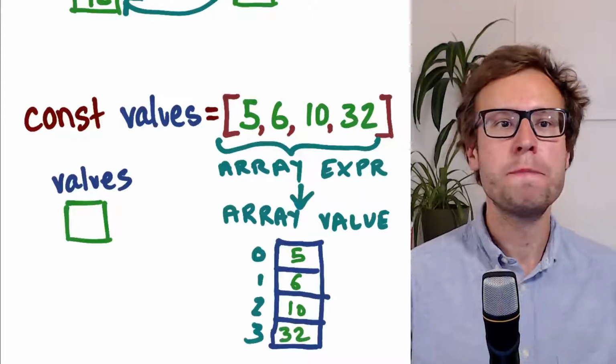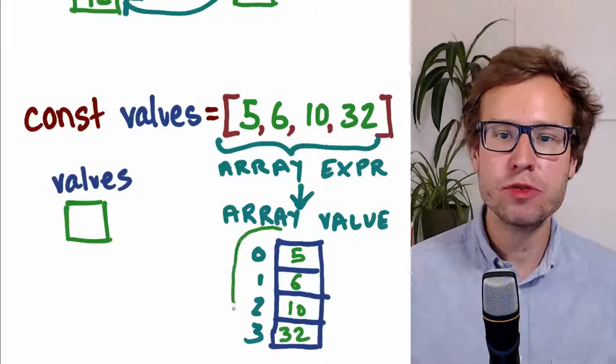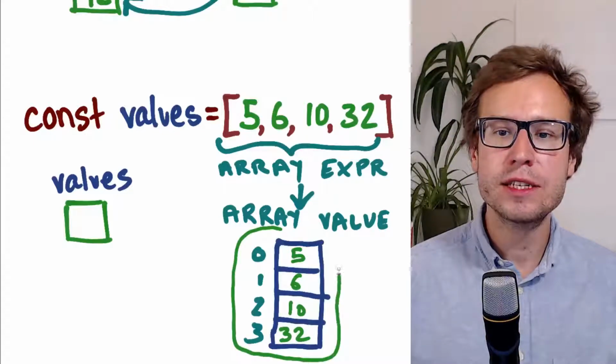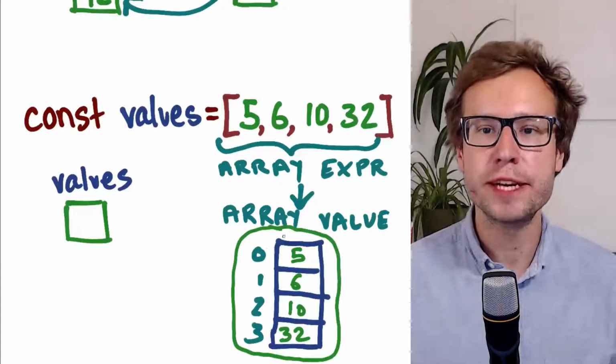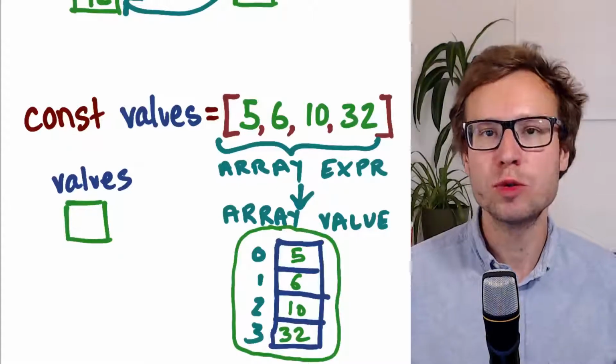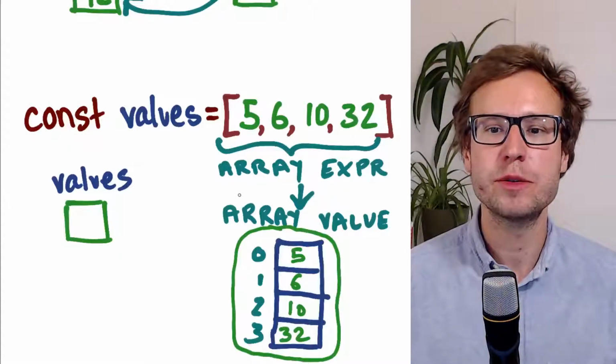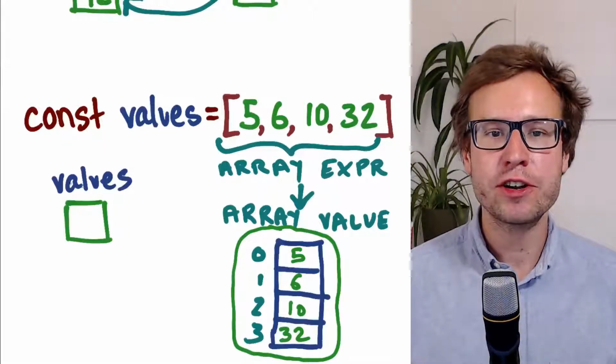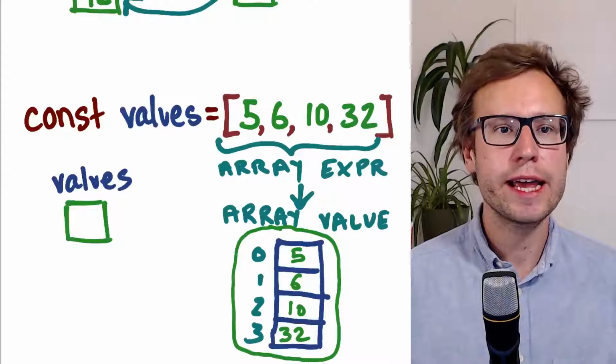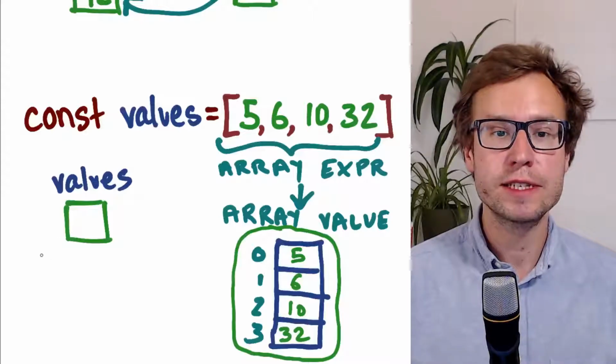So now, this thing here that I drew is an array value in memory. That's what was created when this expression was evaluated. Now you notice that that's bigger than this box that we have. So we can't actually fit the array into this box. And that's where references come in.